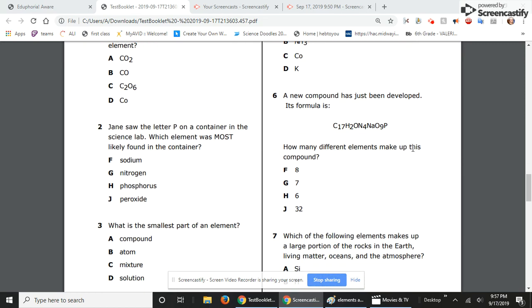All right, number 6. A new compound has just been developed. Its formula is capital C, 17, capital H, 2, capital O, capital N, 4, capital N, lowercase a, capital O, 9, capital P. How many different elements make up this compound? F, 8. G, 7. H, 6. Or J, 32?